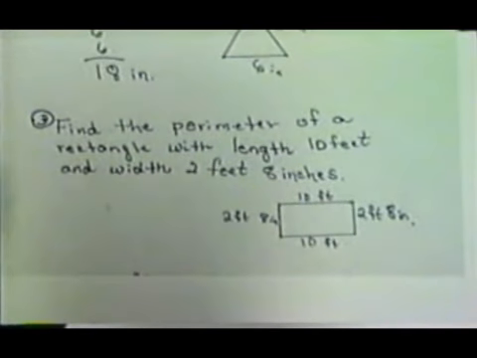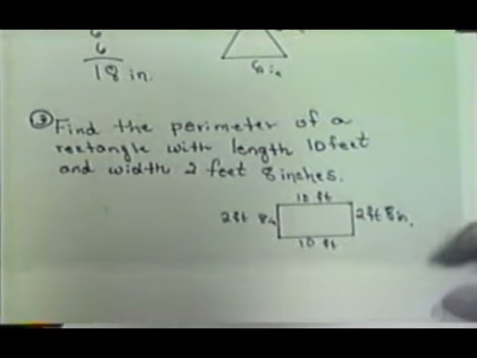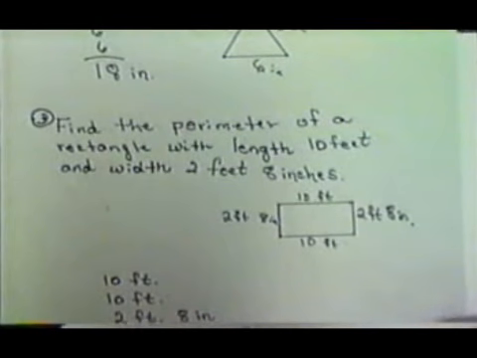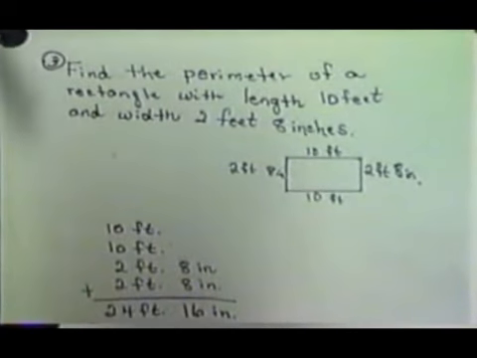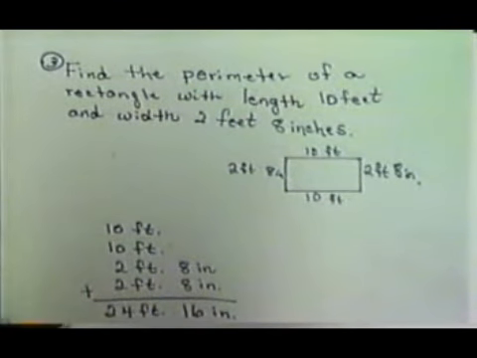And to find the perimeter, we just add all those up. So I've written all those down. We have the 2 10s and the 2 feet and 8 inches. We add all that up, we come up with 16 inches and 24 feet.